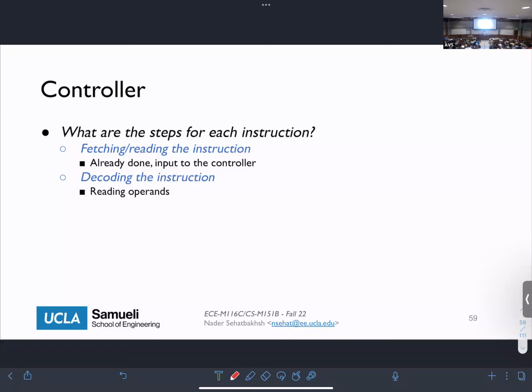So the question is, is the ALU part of the controller? No. The ALU is part of the data path. The controller is just to understand what this instruction is, okay?